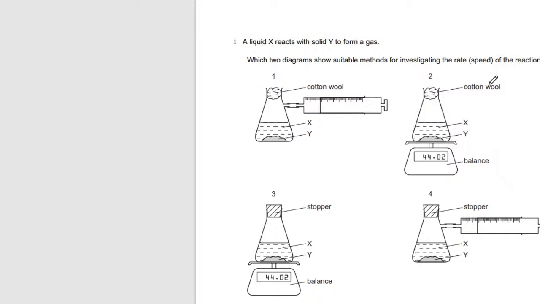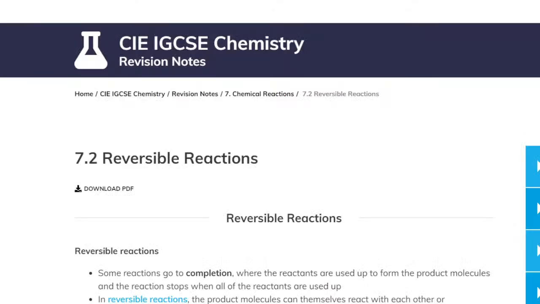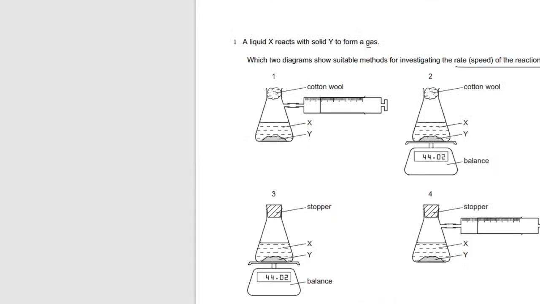Okay, so we start. A liquid X reacts with solid Y to form a gas, which the diagram shows a suitable method for investigating the rate of a reaction. So this one I believe we have done, and we can answer it. Basically in this question we're looking at a way we can collect a gas. The keyword is to form a gas, and to form a gas we need a gas syringe. It's logical to have a gas syringe. Okay, and therefore the answer is one.